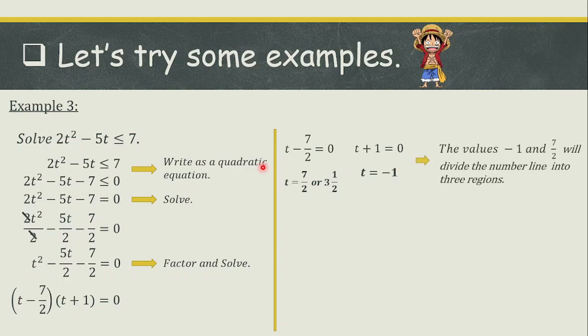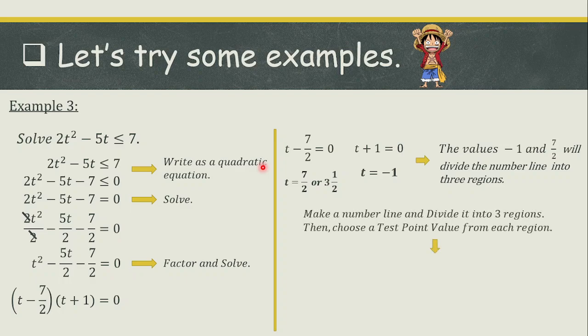The values -1 and 7 over 2 or 3 and 1/2 will divide the number line into 3 regions. So let's make a number line and divide it into 3 regions, then choose a test point value from each region. So ito yung number line ko. Then, in-identify ko muna si 0 by considering again the 2 points or the 2 roots. So yung 2 roots natin is -1 and 3 and 1/2 or 7 over 2.